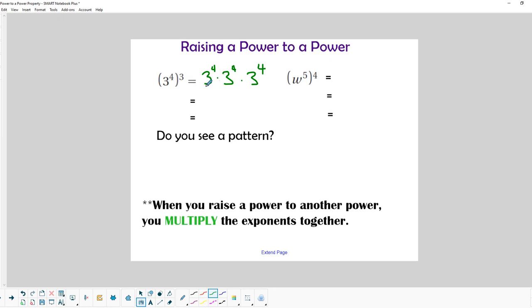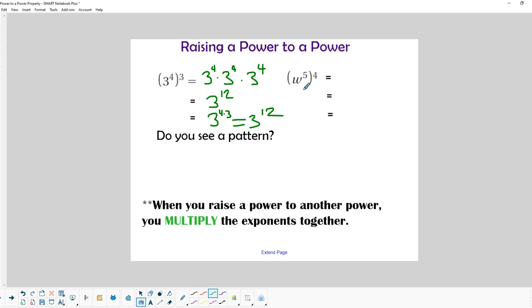And so if we follow the rule that we learned previously, when we're multiplying exponents, you just add the exponents together. 4 plus 4 plus 4 would be 12, which, if you think about it, is the same as multiplying these two numbers together. So 3 to the 4 times 3, which is 3 to the 12th. So you're basically multiplying the exponents together.